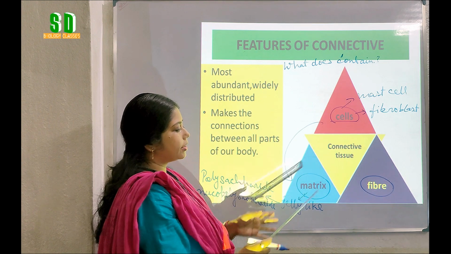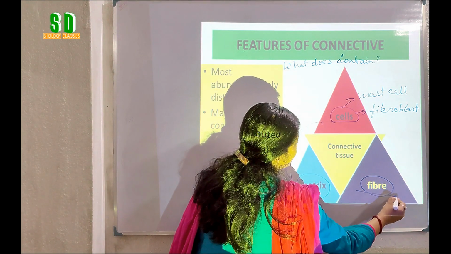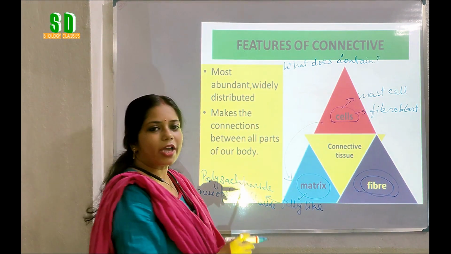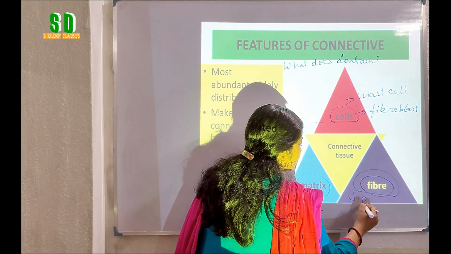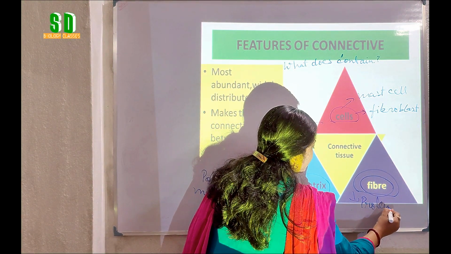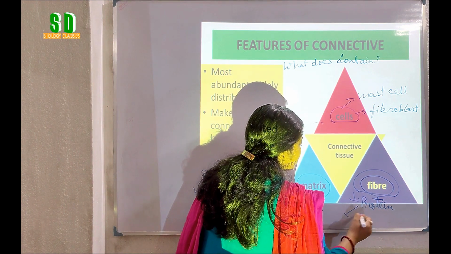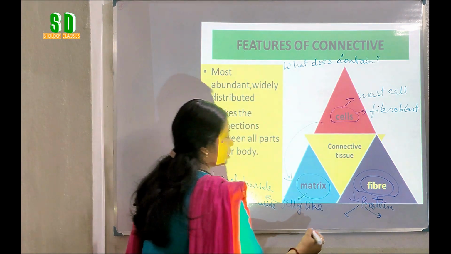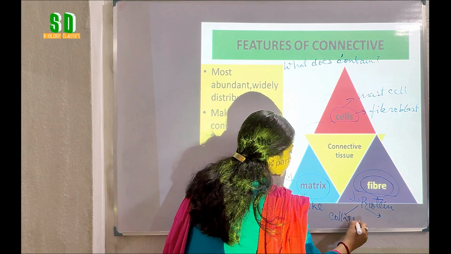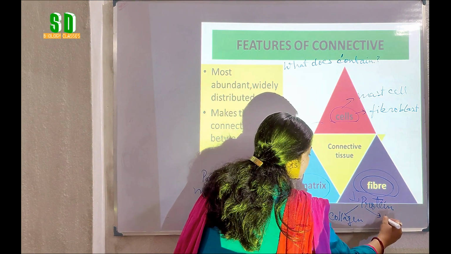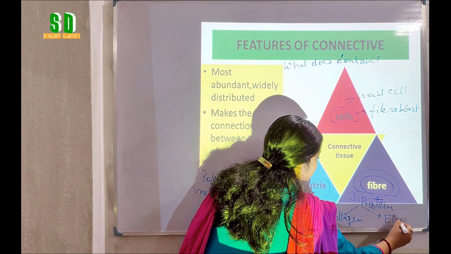Another part of the connective tissue is the fiber. Different types of fibers are present. Fibers are nothing but proteinaceous substances, or made up of protein. Usually we get two types of fibers, that is collagen fiber and elastin fiber.